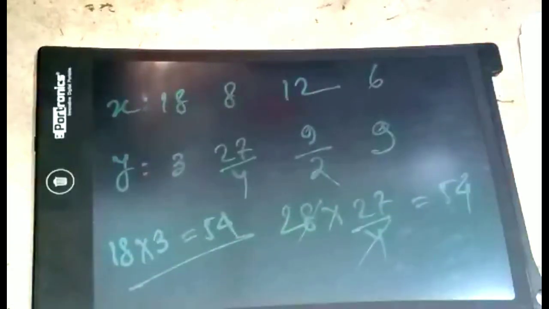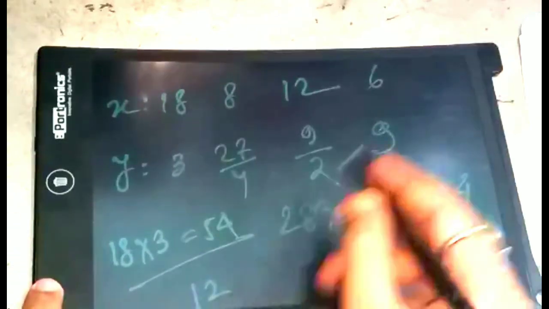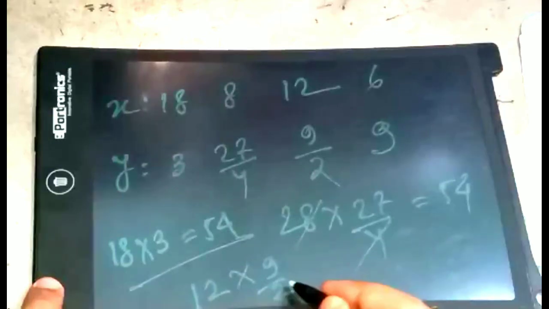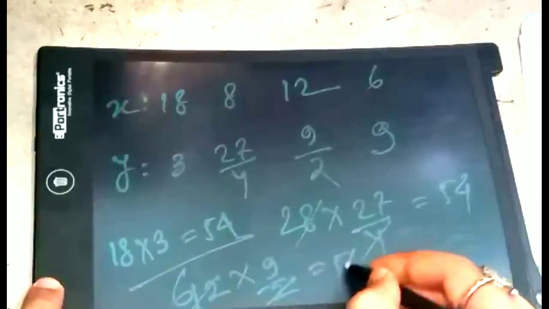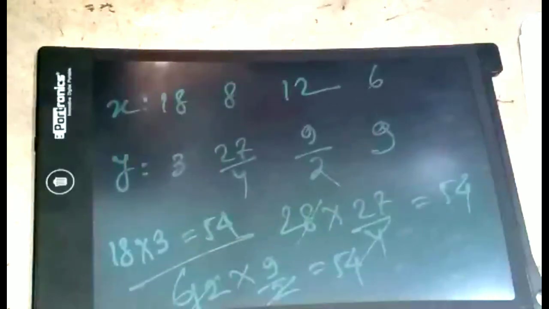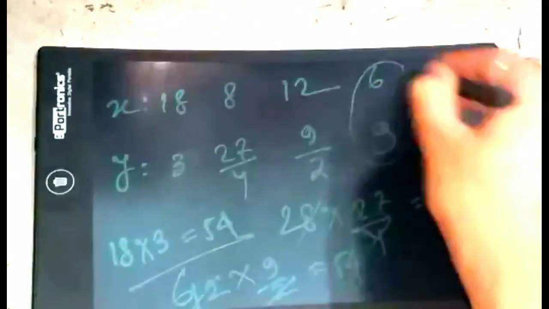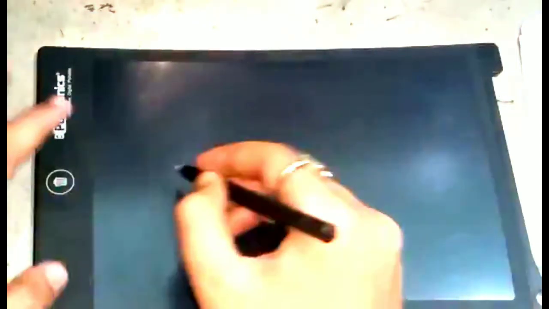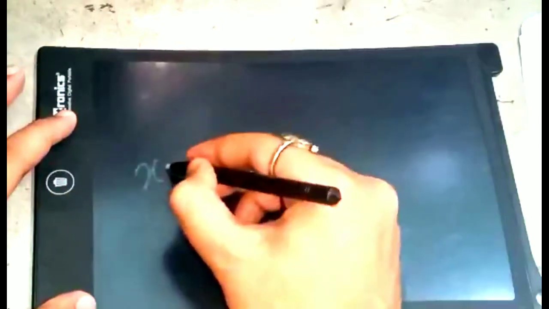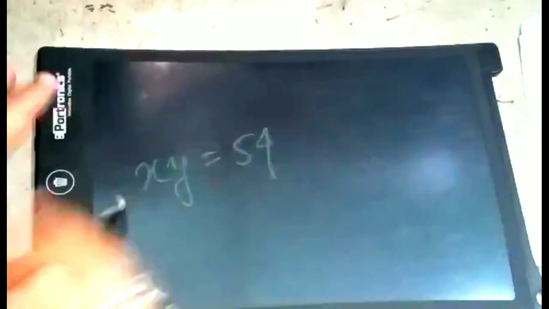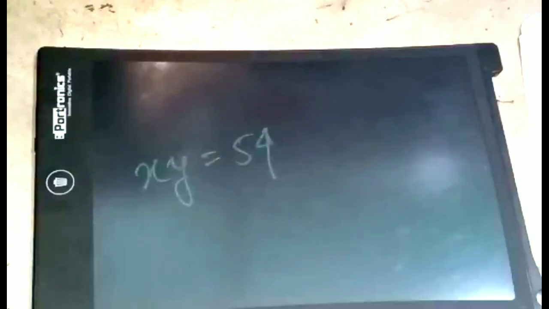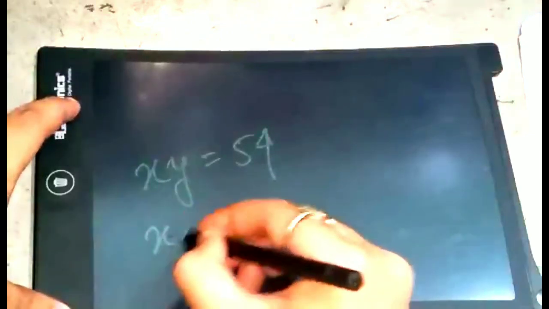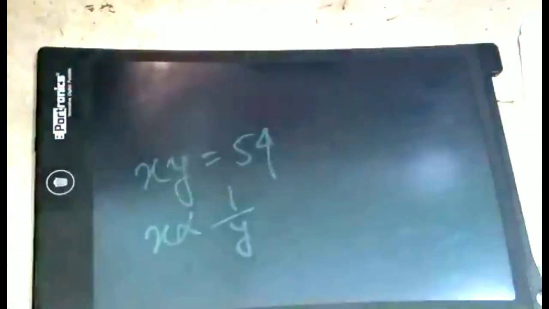So for the two cases we have found the product of x and y to be constant. Now for the third case, when x is 12 and y is 9/2, cancel this out, 2 and 6, and we get 54 again. And for the last one, 6 into 9 is 54, we all know. So for this example, we find that x and y equal to 54 always. Thus, xy is constant. So when xy is constant, we can write x inversely proportional to y, that is, x proportional to 1 by y.